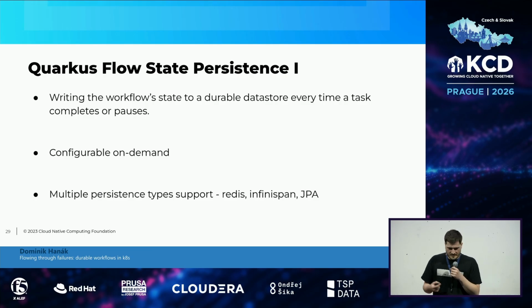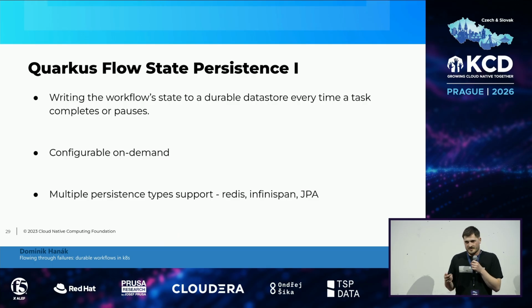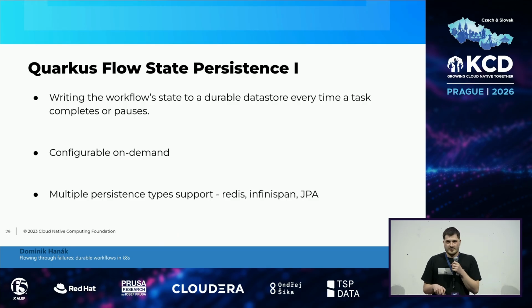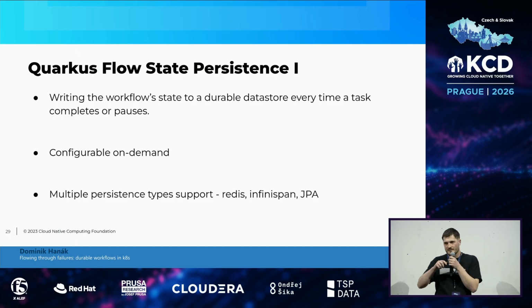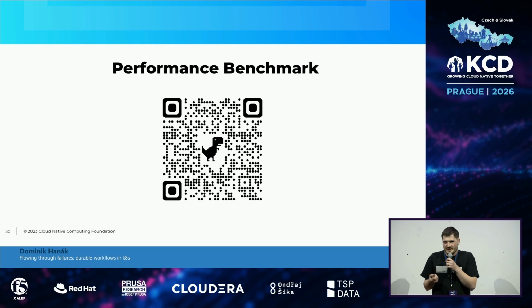And we support multiple persistence types. So there are some key-value stores like Redis and Infinispan, but traditional JPA is also supported. Note that this affects performance. So if you have traditional workflows where you care about performance, you want to execute them very quickly, this will affect it, yeah. But you need to count on that, right?